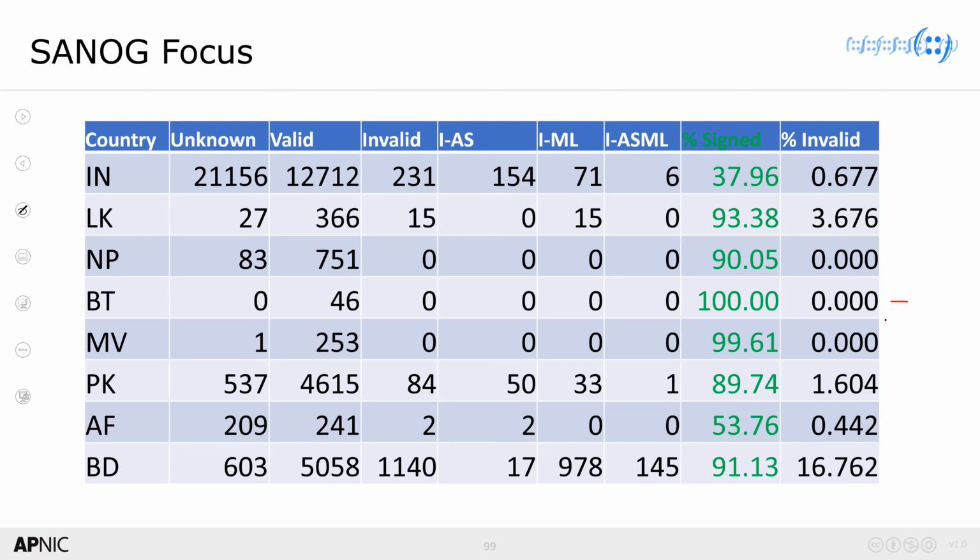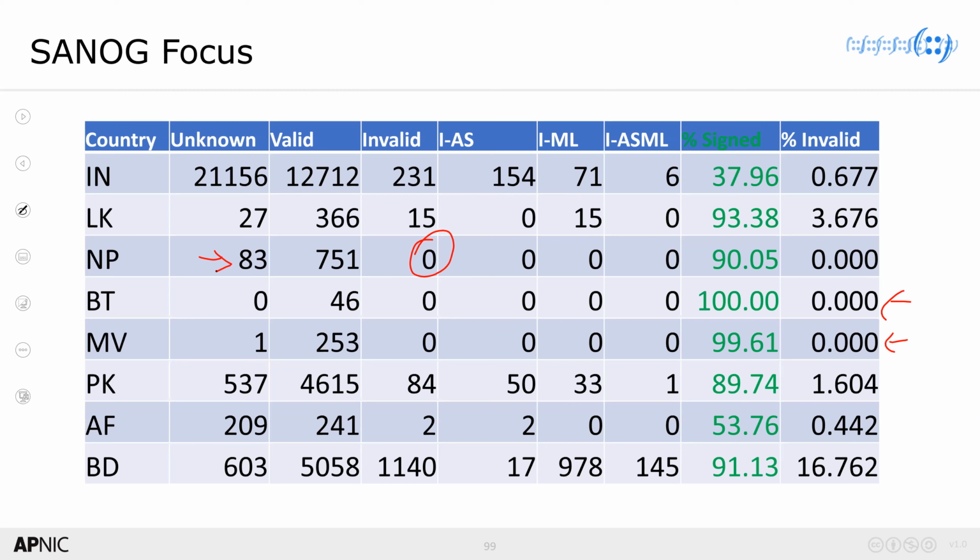This one, if you were at the NOGS one yesterday, we brought this up. Bhutan Telecom, yes, there's only 46 prefixes there, but they're all valid, 100%. Maldives isn't far behind. There's one prefix left that still isn't signed. Nepal, doing a great job. No invalids. Love it. Just need to work on these guys.